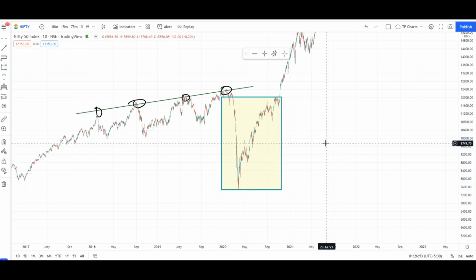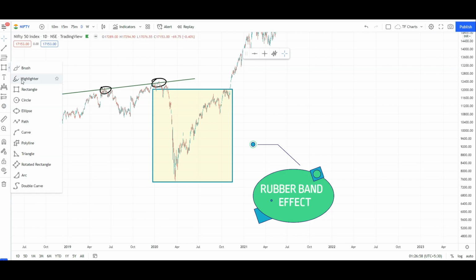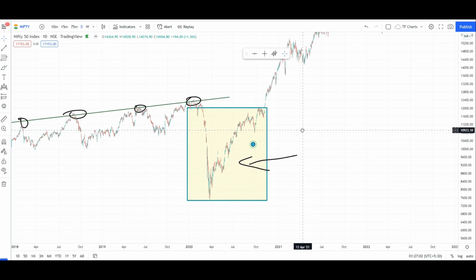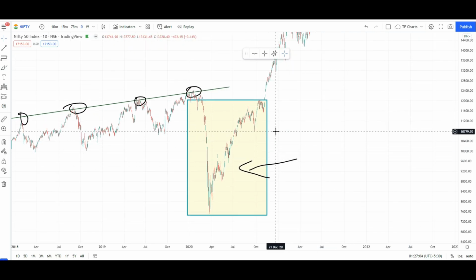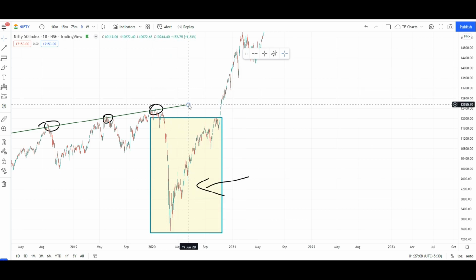And what happened here is the rubber band effect. I call it the rubber band effect because the faster the markets fell, the even faster the market came up. People who accumulated at the lower levels here would have made massive returns. But to be honest, it's a scary level to invest because people might fear that the market might fall even further.